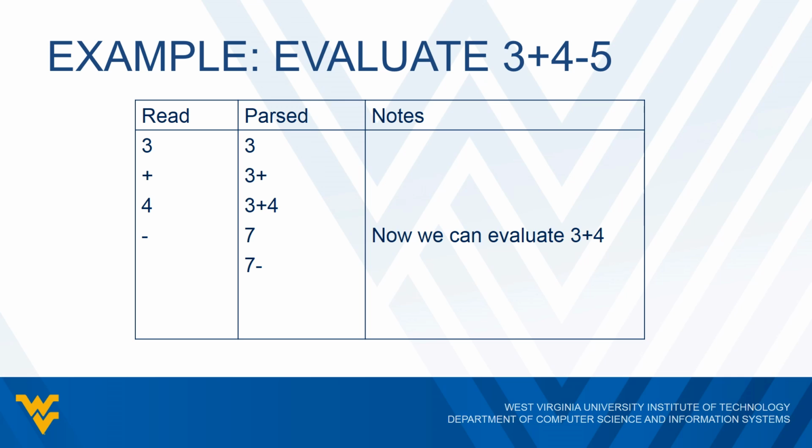We'll then include the minus sign in the parse. We've already read the minus sign. We did the evaluation, so now we will put that in the expression that we have parsed. We then read the 5, so we add that to our list of parsed symbols. So we have 7 minus 5. And we find that we're at the end of the expression, so we know we can evaluate 7 minus 5. So when we evaluate it, we get 2, so that's going to be the result of our expression.